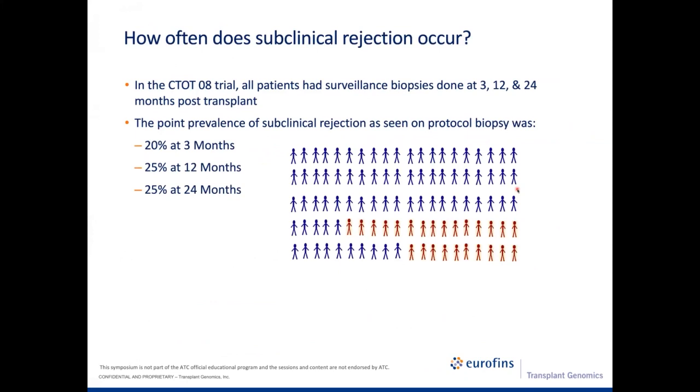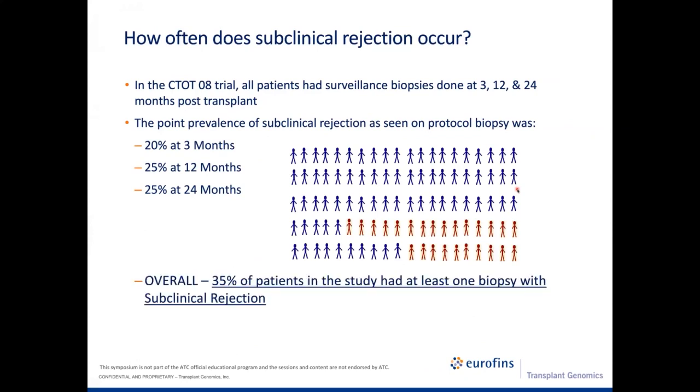So how often does this happen? Is this a rare disease? And the answer is no, it's actually fairly common. In the CTOD-8 trial, for instance, all patients had surveillance biopsies done at 3, 12, and 24 months after the transplant. And what we found was that there was about a 20% point prevalence at 3 months, 25% at 12 months, and it persisted. 25% of people had it at 24 months.